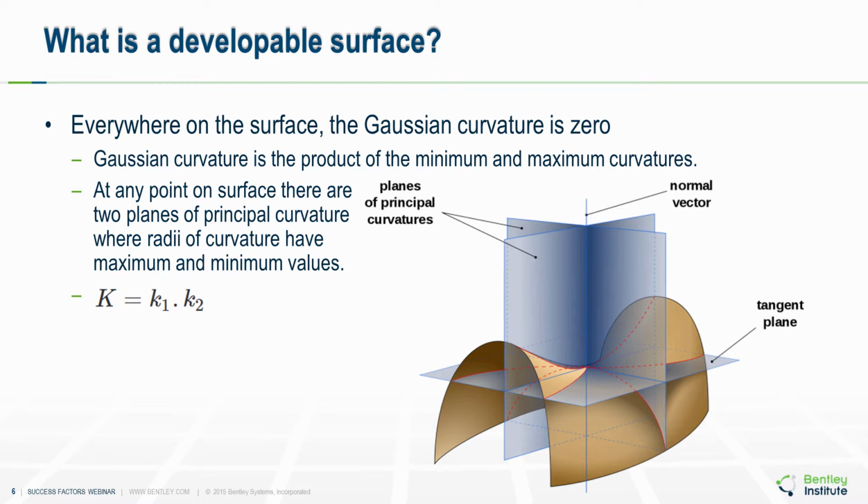zero. And the Gaussian curvature can be calculated at any point on a surface by first of all identifying that point and finding a tangent plane through the surface at that point. At that tangent plane we have a normal vector, and then there are two planes that are normal to the tangent plane and go through that normal vector, which give you the principal curvatures, and that's where the radius of curvature is a maximum, and then at 90 degrees to that the radius of curvature is at a minimum. So these are the two principal curvatures, and if you multiply those together you get the Gaussian curvature, capital K.